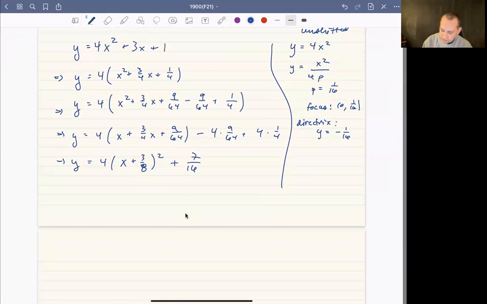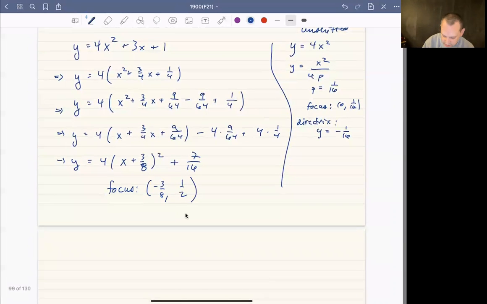And so your focus for the shifted conic would be, you're going to take the 0 value and subtract 3/8, and take the 1/16 value and add 7/16. And so your focus would be negative 3/8, 1/2. Then your directrix would end up being y equals negative 1/16 plus 7/16, which is 6/16 or 3/8. So your directrix would be the line y equals 3/8.